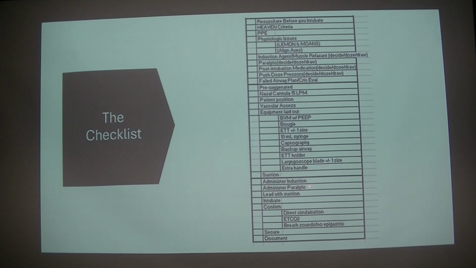Next, we are going to administer induction, administer the paralytic. Once the patient is relaxed, we are going to lead with suction. Then we are going to perform the intubation. We are going to confirm, first with direct visualization, then with end-tidal CO2, then with breath sounds and no epigastric sounds. Then we are going to secure the airway, and then we are going to document.